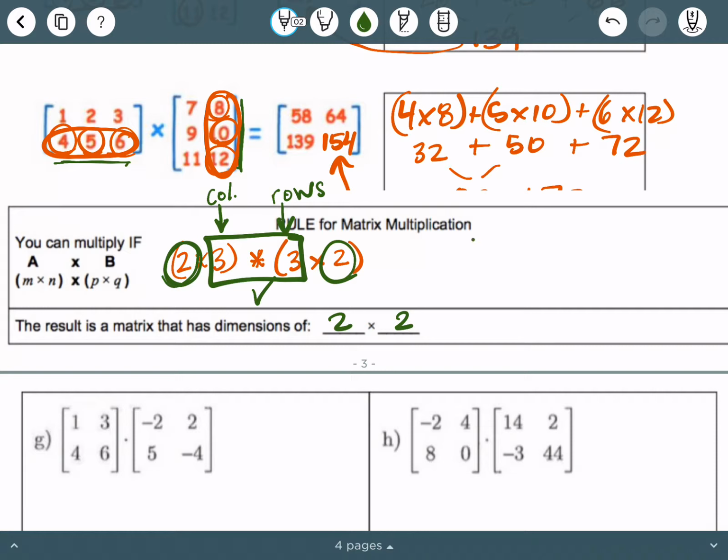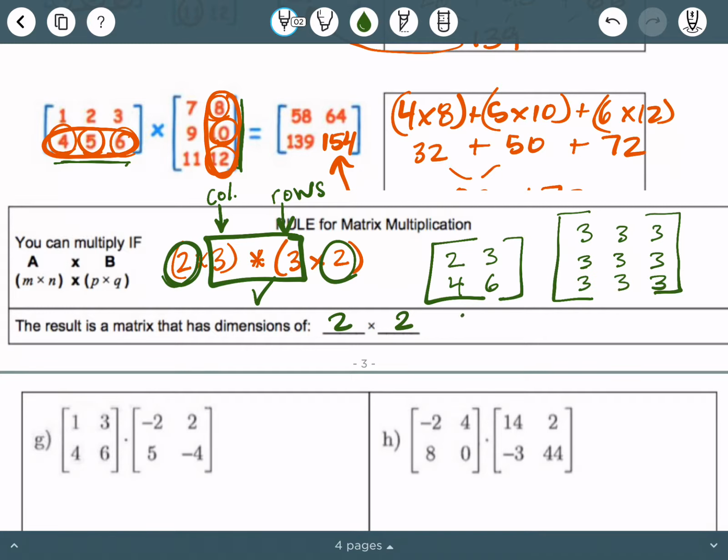So let's just take a look here. Let's say we had 2, 3, 4, and 6. And then over here we have like a 3 by 3. Right, so we'll just put 3's in all of them.